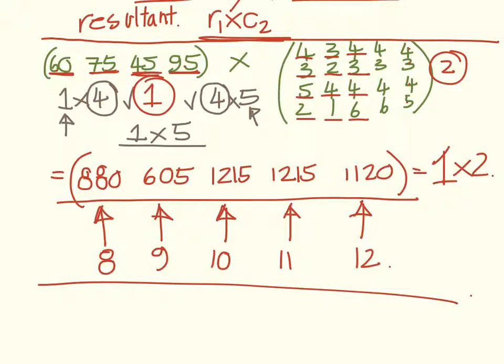Alright, so that is how the matrix multiplication actually works. We take this one here and we multiply it by that one there, which is obviously why we need to have the same number of columns in the first one as there are rows in the second one.